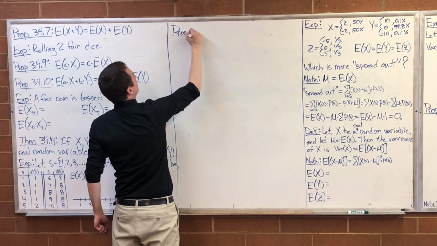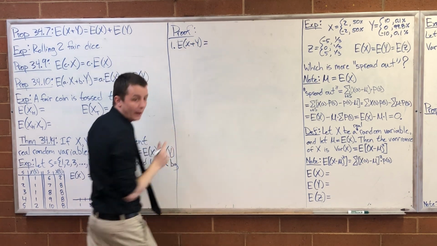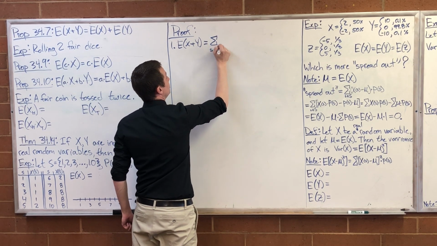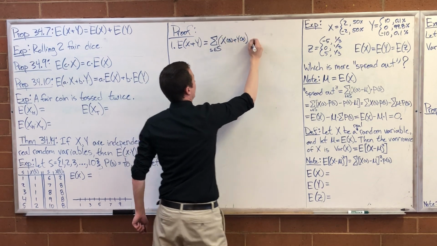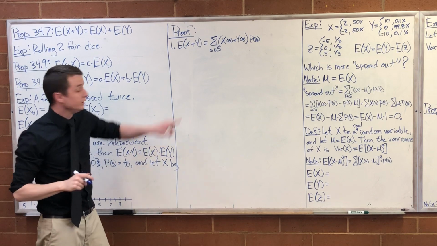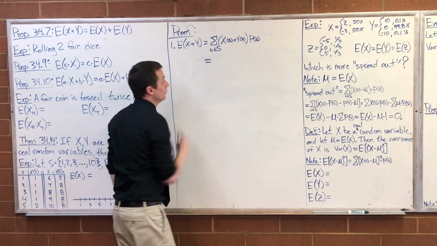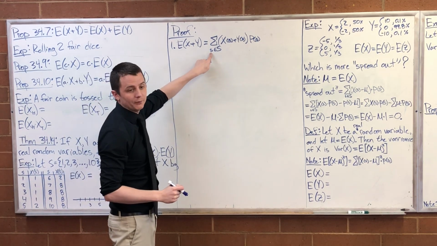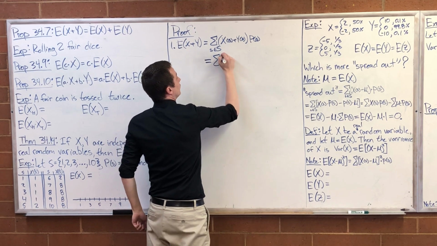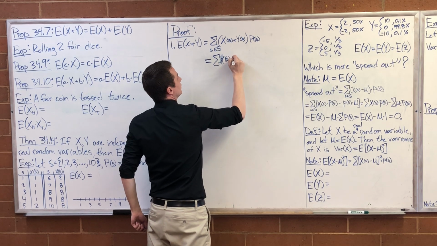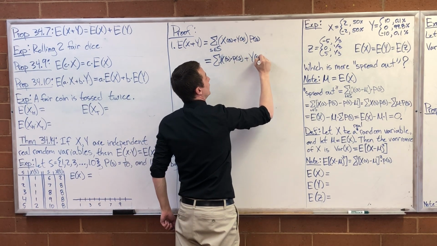So, proof. What is the expected value of X plus Y? By definition, that is the sum for all little s in big S of X of s plus Y of s, all times P of s. It's what you get when you plug s into that function times the probability of getting that s. Then this is equal to, I'm going to distribute the P of s. Every time I have little s in big S, I'm just going to write the sum. So this is equal to the sum of X of s times P of s, plus, just distributing that through, Y of s times P of s.